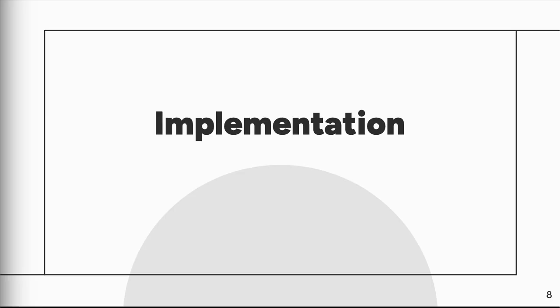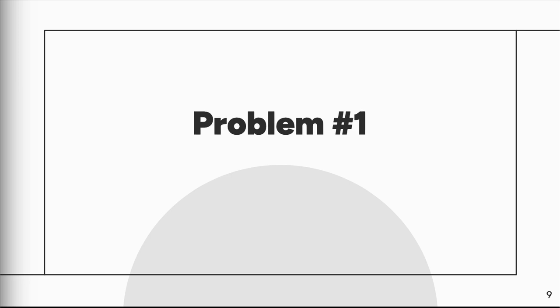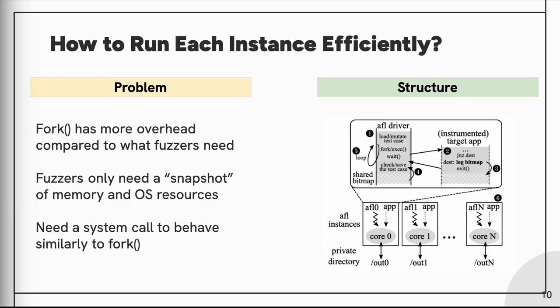So, how do the authors implement their solutions to this? The first problem was the efficiency of the fork call. As shown earlier, current fuzzers operate by using fork servers to run a series of new processes executing the target with new input. This is shown under the structure header on the right, where AFL has different AFL applications that each have their own private directories. Each of those AFL sessions operate as separate instances, which are created using the fork system call.